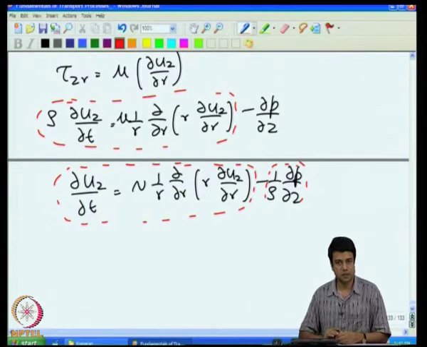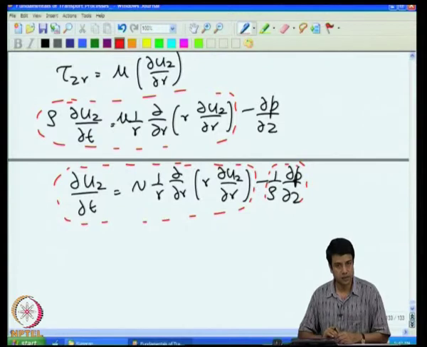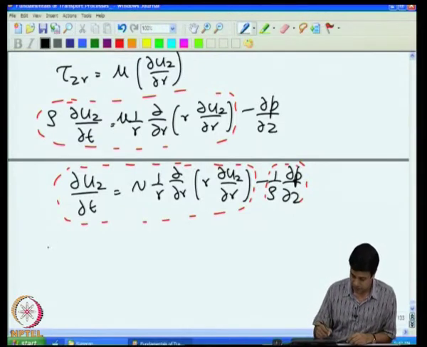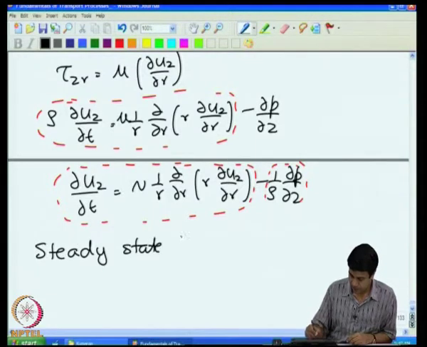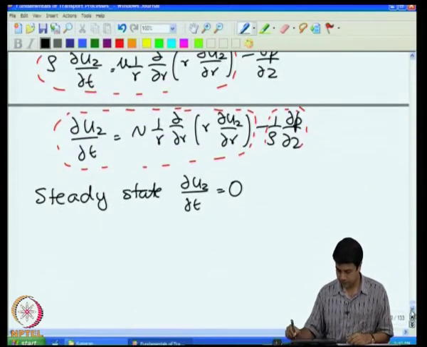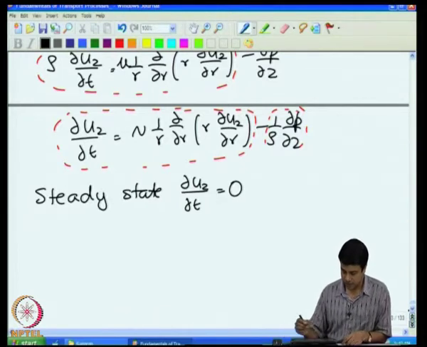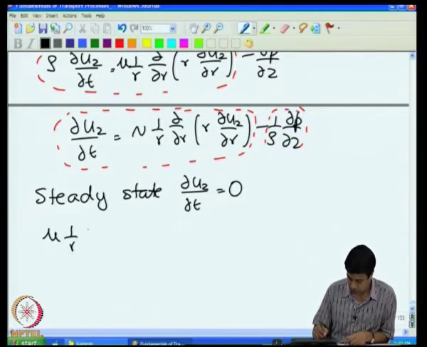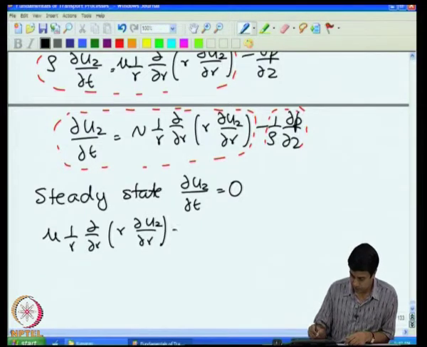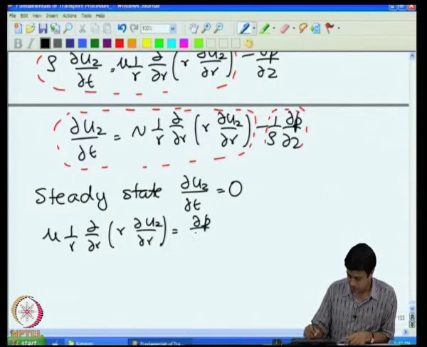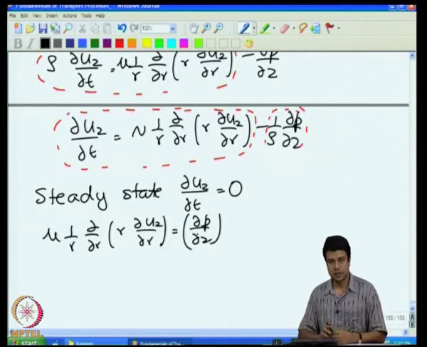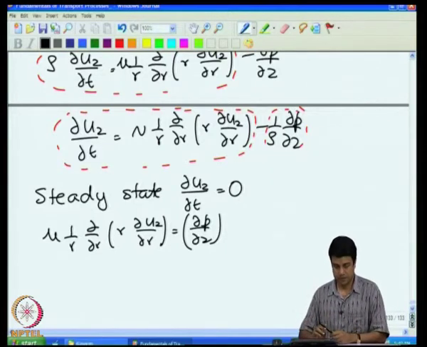So, this is the differential equation for a flow with a pressure gradient in it. How do I solve it? Simplest case first, steady state, du z by dt is equal to 0. And therefore, I will have mu times 1 over r d by dr of r du z by dr is equal to dp by dz. dp by dz is the pressure gradient along the axial direction.